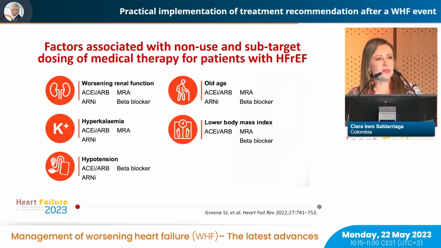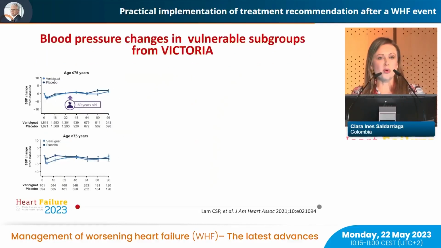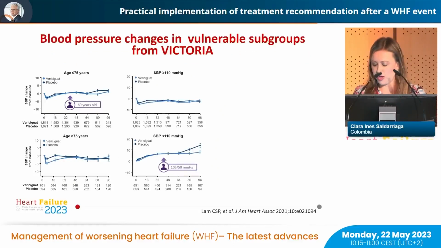Sometimes we face these 5 problems in our patients. We need to deal with renal function, as I mentioned before, also with hyperkalemia, with hypotension, and with some patients that are really tricky when we are trying to start heart failure medications: older patients and patients with lower body mass index. So let me show you what we can expect when we are starting vericiguat in patients.